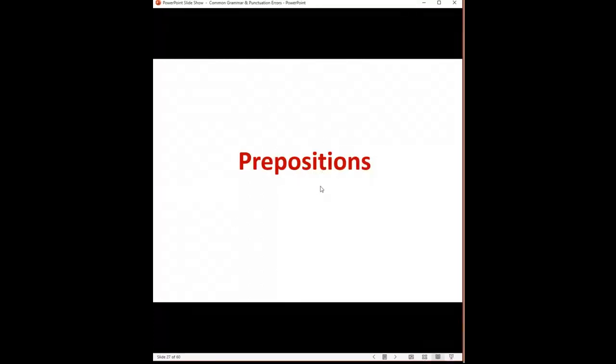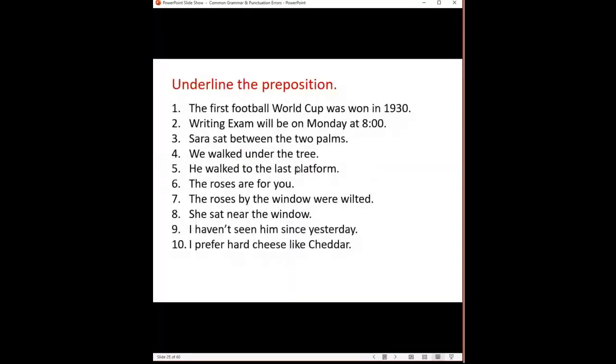Let's move to prepositions. Prepositions are always easy for the students. So I want you to underline the prepositions in this sentence. For example, the first one, we have in, and we are going to look at where I can use these prepositions or put categories for them, so I know when I use in or the others. So first of all, I want you to underline the prepositions.